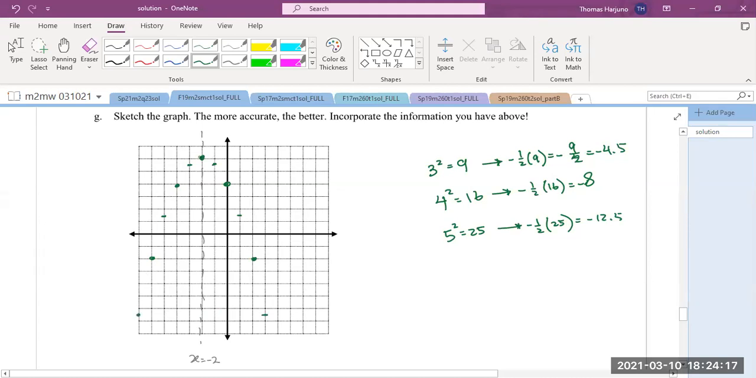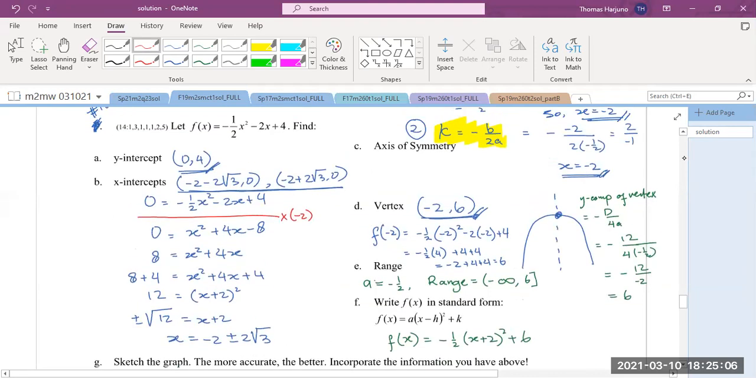So the graph looks like this. Okay, and your bubble, make it thick enough, and of course, as accurate as you can. Okay, that's what the graph looks like. Now, from here, we see the x-intercepts: one of them is between 1 and 2, and the other one is between negative 5 and negative 6.